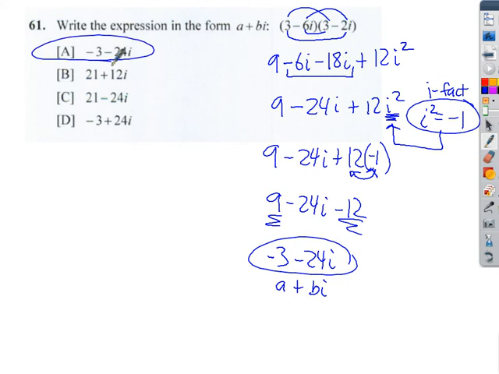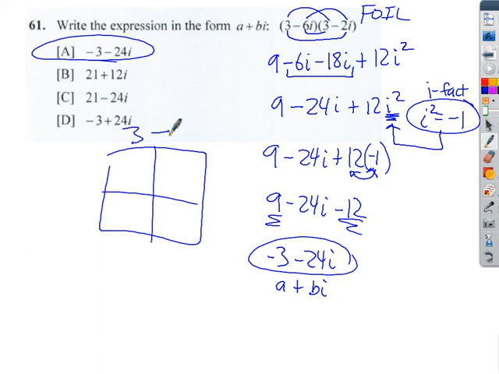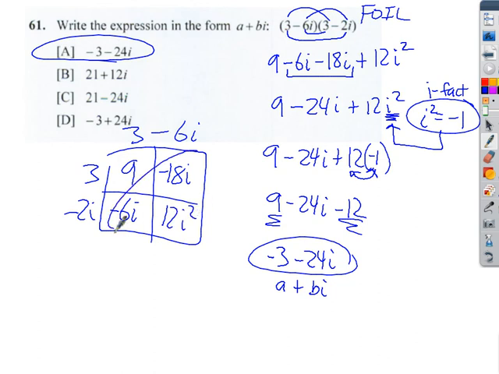Woo! All right. Some of you use FOIL. Some people use a generic rectangle. I don't want to get too crazy into it, but if you like this method, then it works the same. It's 9 and -18i, -6i, and plus 12i squared. You're going to combine your like terms. They're always in the diagonal, and you're going to do a little substitution there. You're going to end up with the same answer.